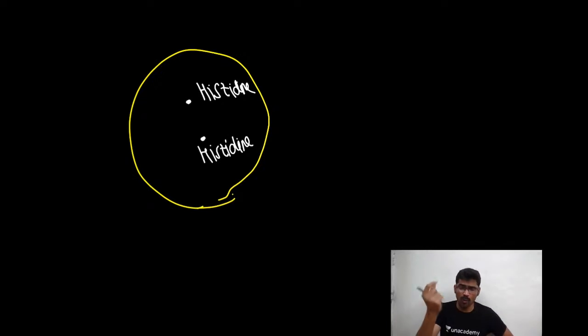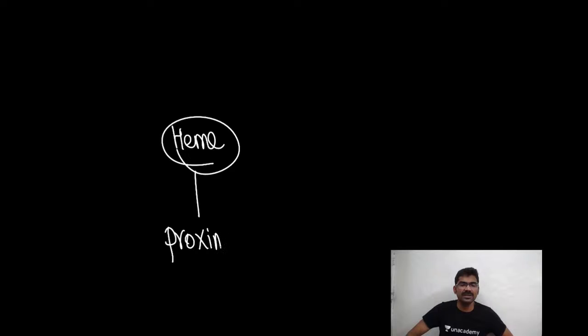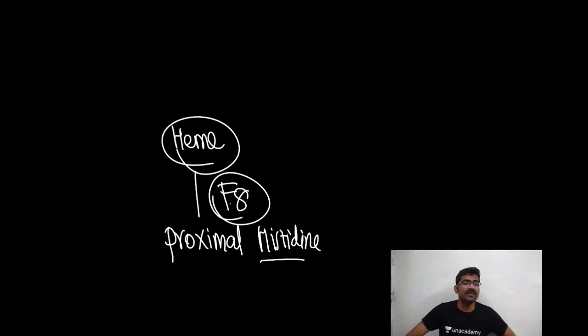What is the role of these core histidines? Compared to the heme molecule, the one histidine which is linked to the iron of the heme is known as the proximal histidine. So the proximal histidine is a histidine which is linked covalently to the iron of the heme. This histidine is there in helix F in the 8th position. So proximal histidine is F8.